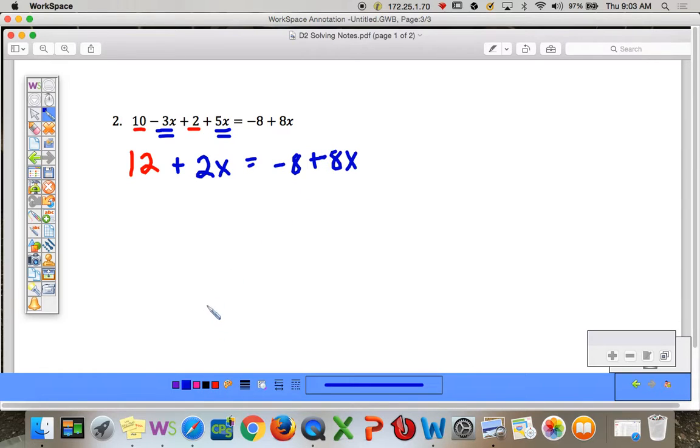Now we want to get rid of the variable on one of the sides. I like to get rid of the smaller one. So here I'm going to get rid of the 2x by subtracting 2x from each side.